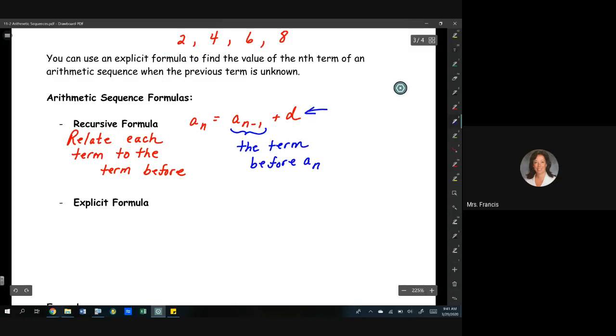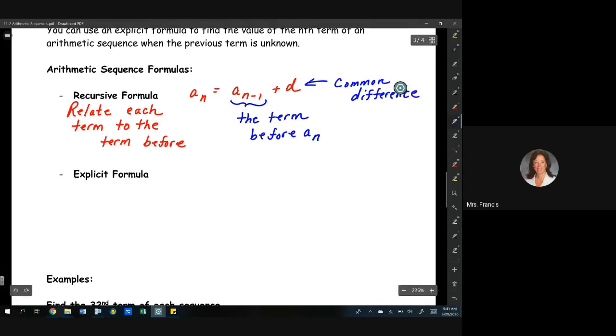D represents our common difference. So what are we doing to each term to get to the next one? We're either adding or subtracting a number. Now the explicit formula is a formula in terms of n. We'll just make a note here, in terms of n.